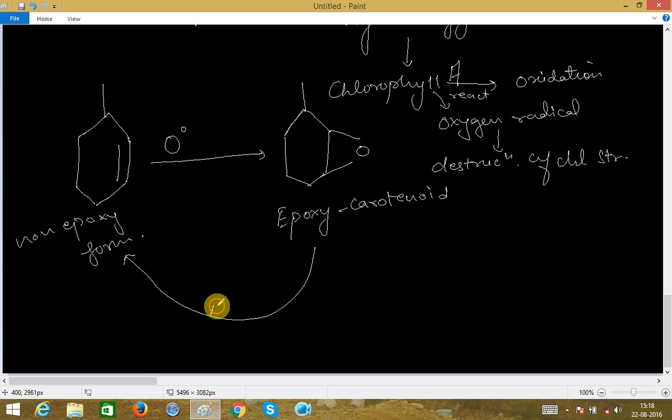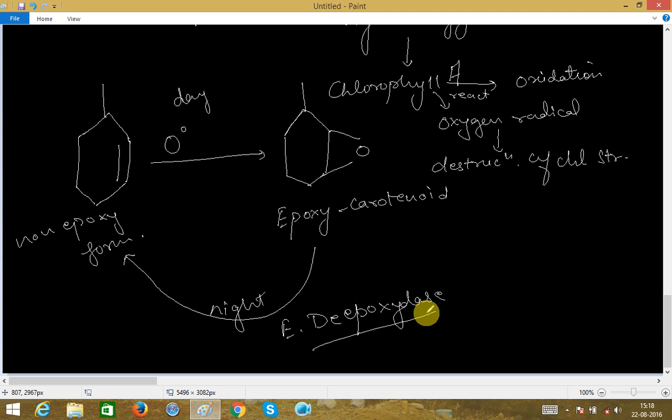This is during the night time, and this is during the daytime. Okay. So the epoxy form gets converted to the non-epoxy form using an enzyme, that is the enzyme D-epoxidase. This is the enzyme D-epoxidase. So always remember the two functions.